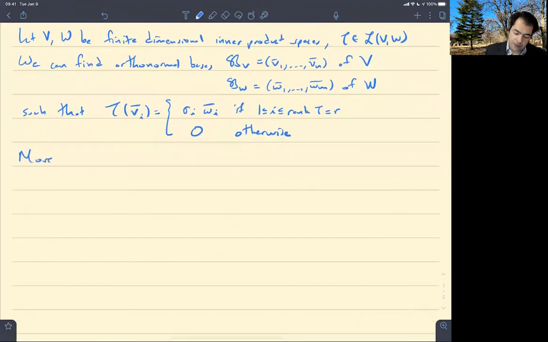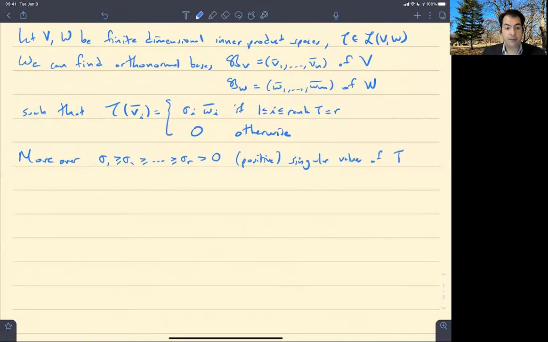Moreover, sigma 1 is greater than or equal to sigma 2, greater than or equal up to sigma R, which is strictly positive. These are the positive singular values of T. Okay, so we saw last time that it's always possible to do this, and that while the bases might change, if you were to do it a different way, the singular values will not change.